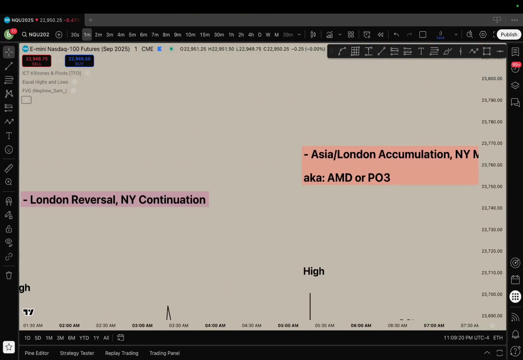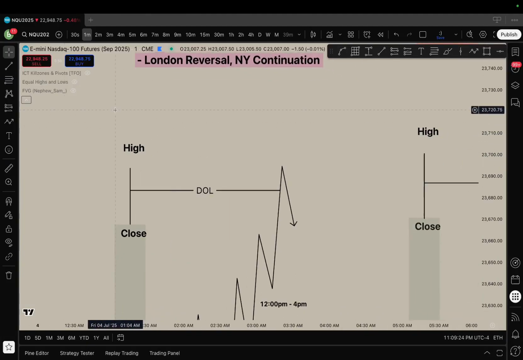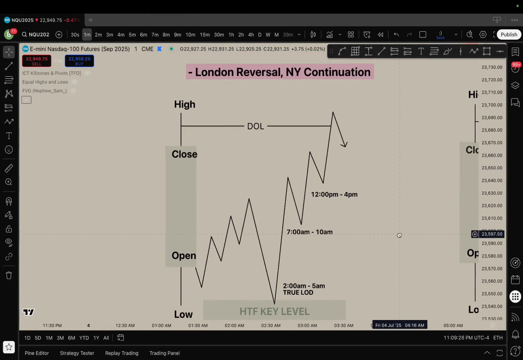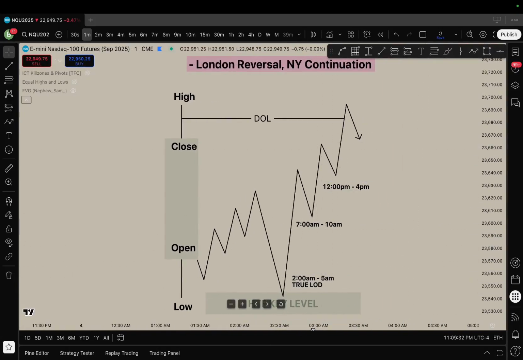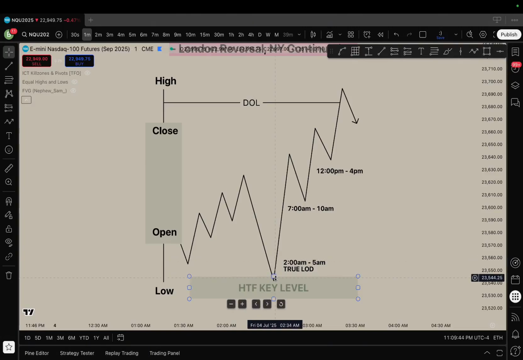All right, so let's first start with London reversal, New York continuation. The classic buy day. Okay, so this is your classic buy day. It is a London reversal, a New York continuation. So what this means is we will have price opening trading below our true day open, and once we trade below true day open, we will hit a higher time frame key level.